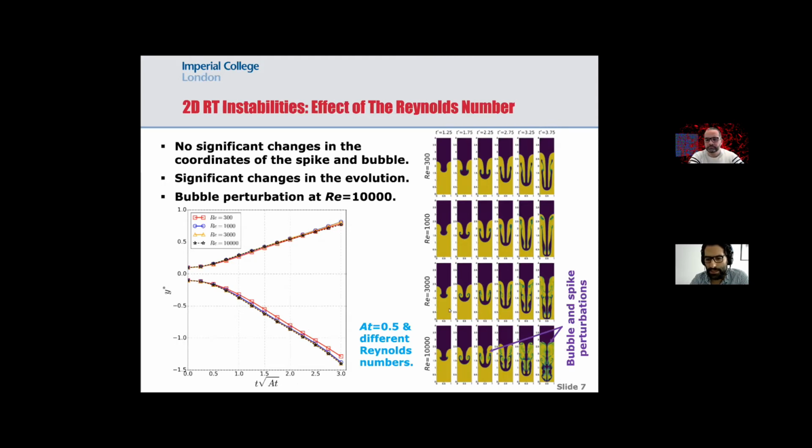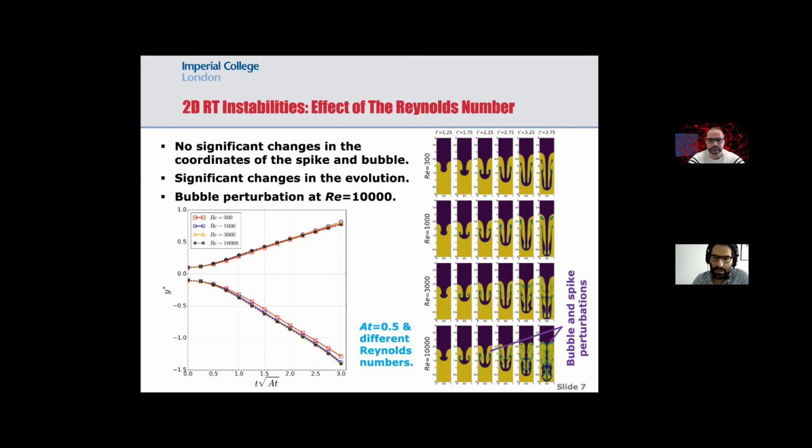By increasing the Reynolds number, you get more complex flow features and roll up of the spike. And when you increase the Reynolds number to 10,000, you get perturbation of the bubble, which you don't see in the other cases, and this is due to the Kelvin-Helmholtz type instabilities.